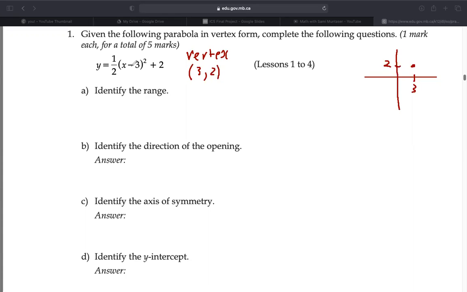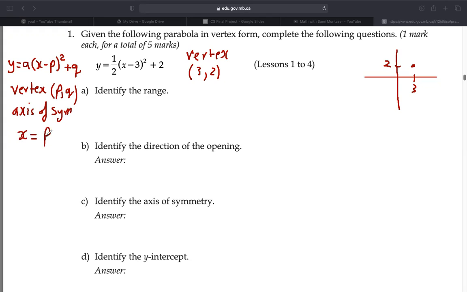You always change the sign of what's inside the brackets, and that's your P and Q. Y equals A(X minus P) squared plus Q. Some schools use different letters for P and Q, like K and H or whatever, it doesn't matter, it's the same thing. What you get from here is the vertex, which is P and Q, and the axis of symmetry, which is X equals P.